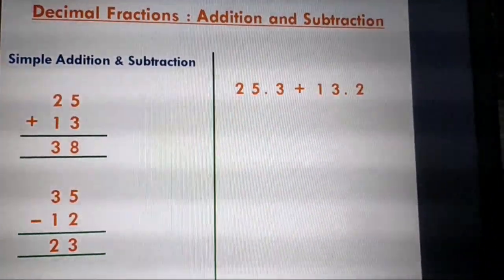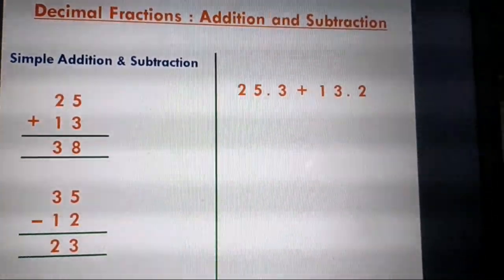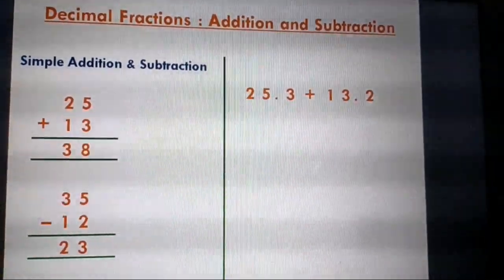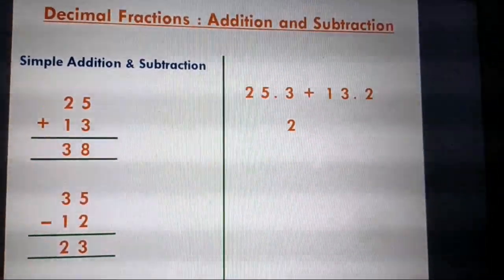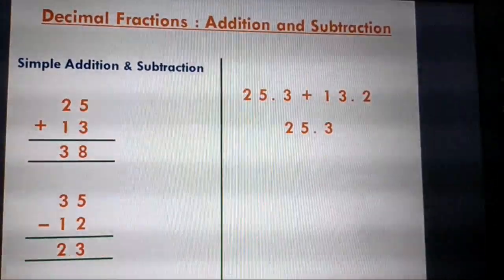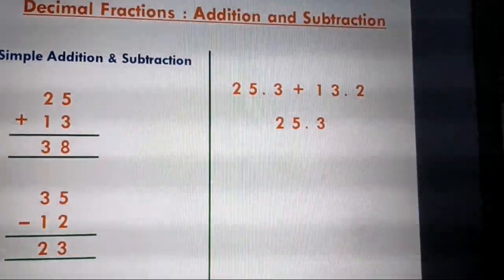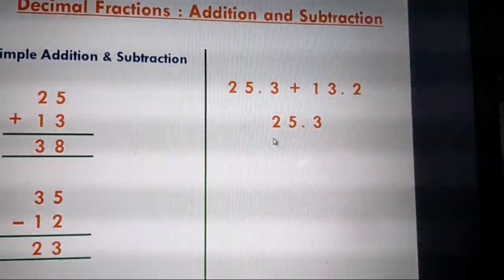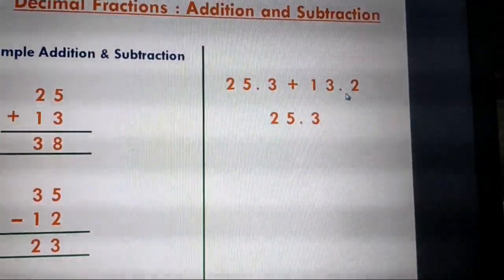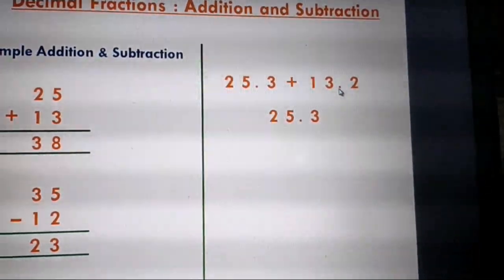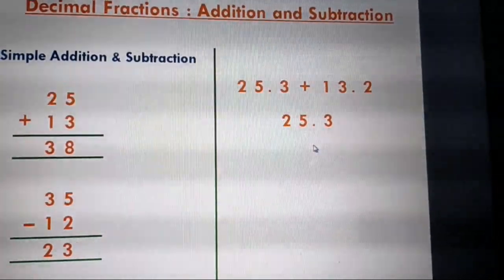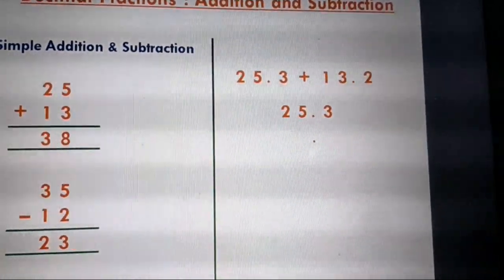See, one example is given. 25.3 plus 13.2. If you want to add these two numbers, first what will I write? 25.3. Right? Then very next, keep in your mind, we have a decimal point here. So whenever we write the second number, you put the decimal exactly below the other decimal. Correct? Decimals should come together.